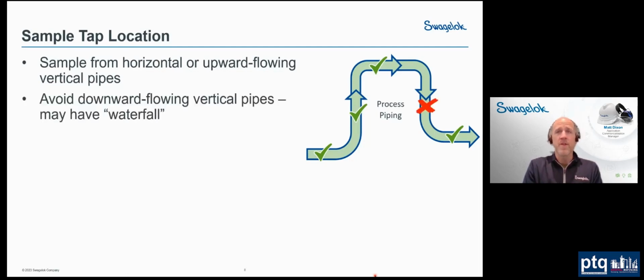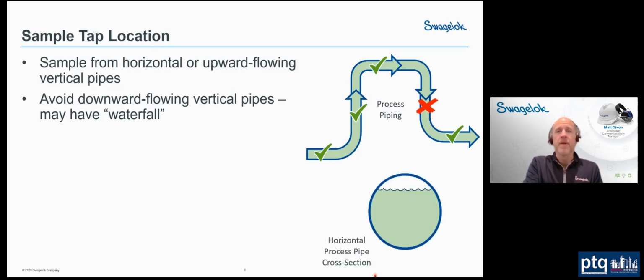Now, one of the areas you want to generally avoid is downward flowing vertical pipes. If you're sampling at a downward flowing vertical pipe, especially at higher elevations, you can have that waterfall effect where you're going to have essentially a mix of gas and liquid going down in that pipe. And so again, you might end up pulling a mixed phase sample, which is really difficult to work with. So anytime you can, avoid doing that, because you really don't want to have to deal with a mixed phase sample.